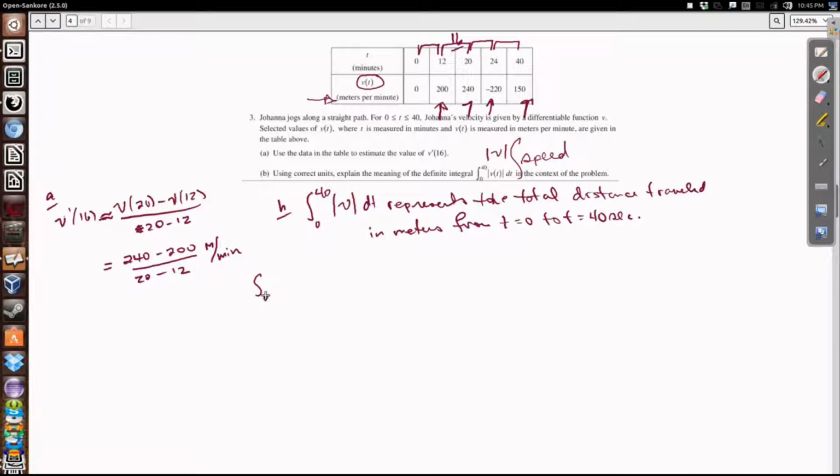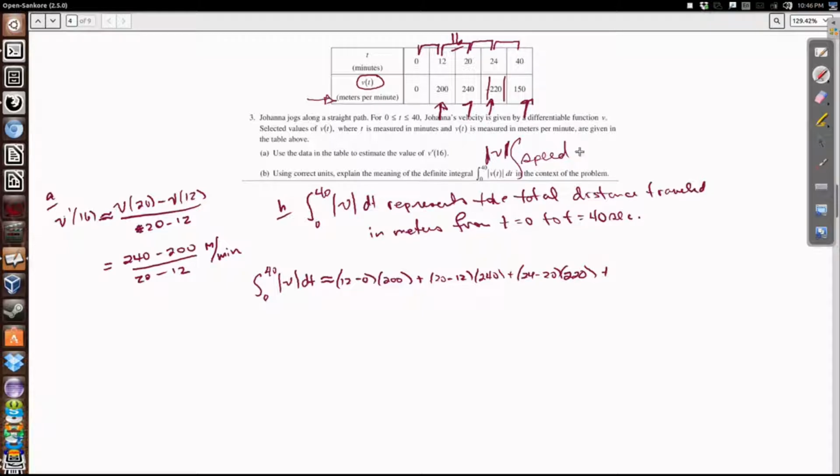So I can say that the integral from 0 to 40 of the absolute value of v dt is approximately equal to, this first rectangle goes from 0 to 12, so this would be 12 minus 0, times the height of the rectangle, and we're using the right endpoint, which is 200. Plus my next rectangle, which goes from 12 to 20, so this is going to be 20 minus 12, and the height of this rectangle is going to be 240. Plus, this next rectangle goes from 20 to 24, so this is going to be 24 minus 20. And the height of this rectangle is not negative 220, it's 220. It's not negative, it's positive because of this absolute value.